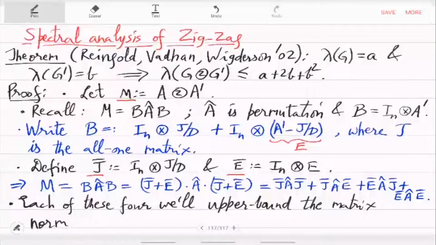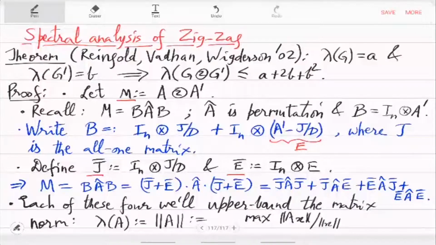Matrix norm or the spectral norm, which we will denote by lambda of A for a matrix A, is defined as the max over X orthogonal to 1 of norm AX divided by norm X. Or in other words, for the action of A on unit vectors orthogonal to 1, what is the maximum shrinkage? That is what this norm measures.